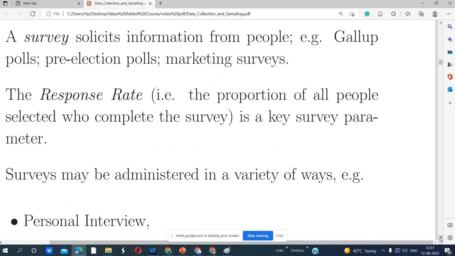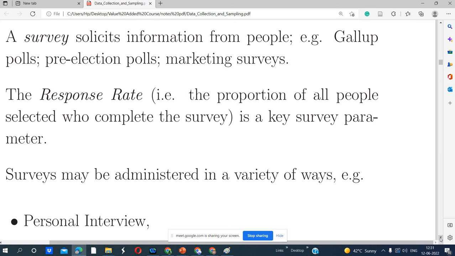Surveys. A survey solicits information from people, like Gallup polls, pre-election polls, marketing surveys, response rate. Like before any election, politicians conduct polls. They appoint someone and tell them to conduct a poll. News channels also do this work. Marketing companies conduct marketing surveys to know about the product requirement. Requirement analysis is necessary.